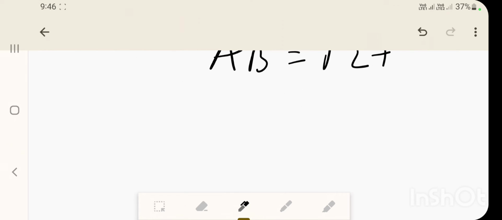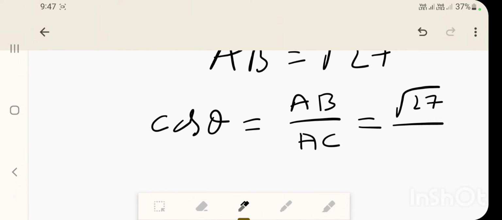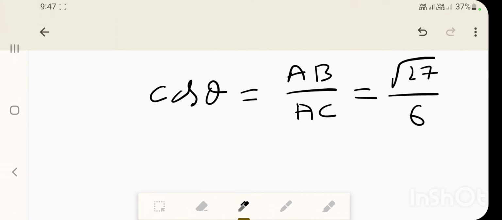36 minus 9, we get 27. Now we want to find cos theta. Cos theta is nothing but the length of the adjacent side AB divided by the length of the hypotenuse, that is AC. So it is root 27 divided by 6. We can simplify root 27 as root of 9 into 3, divided by 6.